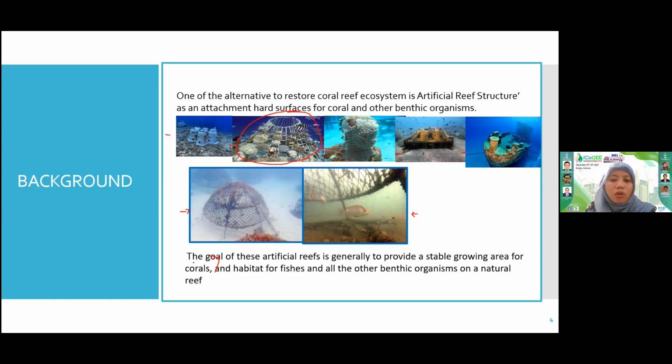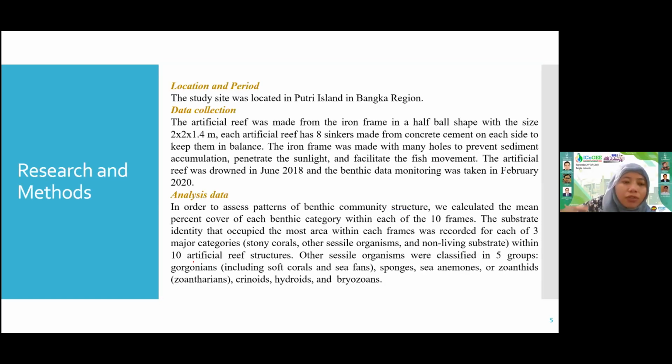The goal of these artificial reefs is generally to provide a stable growing area for corals and also habitat for fishes and all the other benthic organisms on a natural reef. For the research and method, we did the research in Putri Island in Bangka region. The artificial reef was made from an iron frame in a half ball shape with the size of 2 times 2 times 1.4 meters. And each artificial reef has 8 sinkers made from concrete cement on each side to keep it in balance.